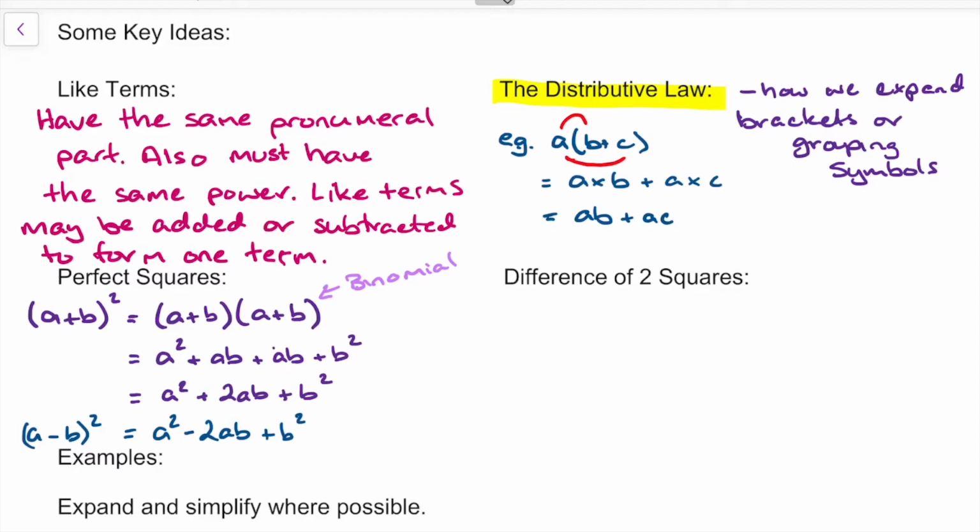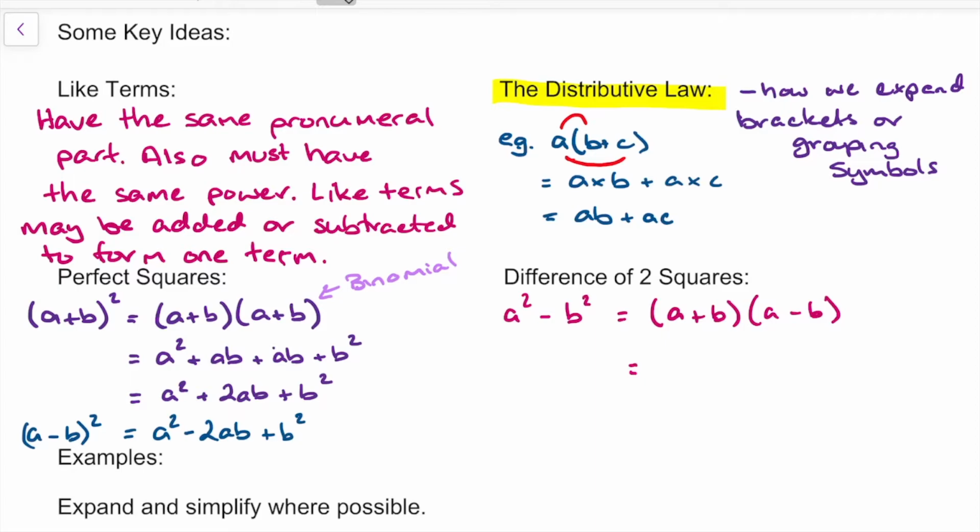Alrighty, let's keep pushing on. And now we have our difference of two squares, which is a little bit different to our perfect squares, which is the one from before. So this one is where we have a squared minus b squared. Okay, or it's a plus b and a minus b. Okay, and they of course distribute across each other.